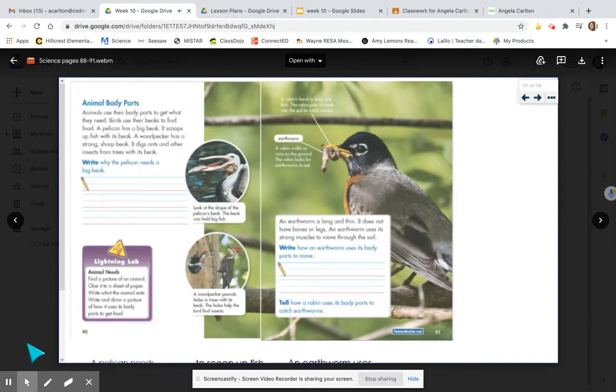And here's a photograph of a pelican, and the caption says, "Look at the shape of the pelican's beak. The beak can hold big fish." There's a big fish going into the pelican's beak. And here's a photograph of some woodpeckers. And it says, a woodpecker pounds holes in a tree with its beak. The holes help the bird find insects. You can see that a pelican and a woodpecker have two very different kinds of beaks. Pause the video and go back and read this part and these two captions one more time to yourself.